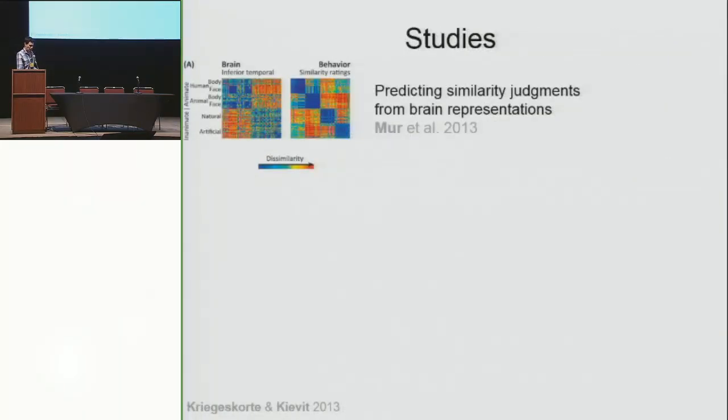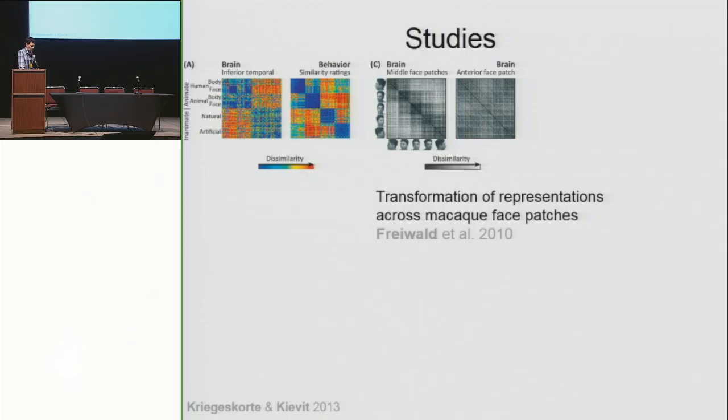There have been quite a number of studies using this technique. Here's one where Mariko Moore predicted similarity judgments from brain representations. Here's another one where Winrich Freiwald looked at these matrices for measurements of monkey face patches, so cell recordings, and he found this beautiful transformation of the representation across these face patches. So in the middle face patch, everything clusters according to the view, and in the anterior face patch, you see this beautiful view-invariant representation of identities within each view. You have these little identities here.